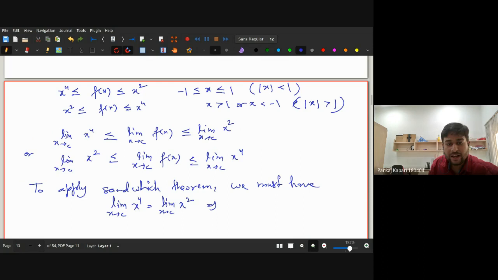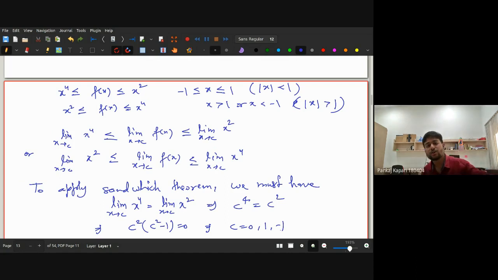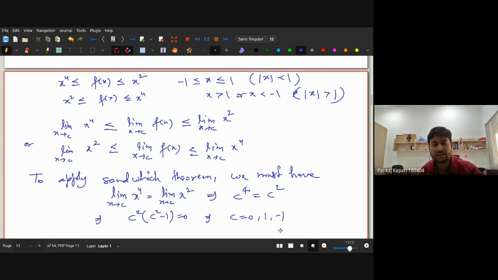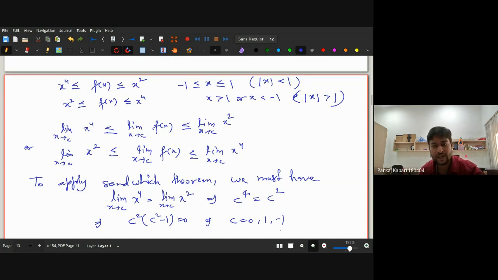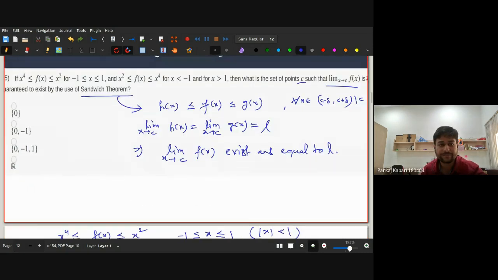Now the left hand limit just becomes c to the power 4, and on the right hand side the limit becomes c square. So you can apply the sandwich theorem only for those values of c for which c to the power 4 is equal to c square. This implies that c square times (c square minus 1) must be 0, so c is either 0, 1, or minus 1. So only for these three values can you say that the limit of the function exists using the sandwich theorem. So the third option is correct.